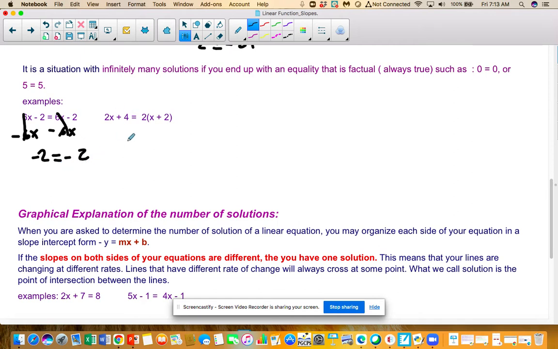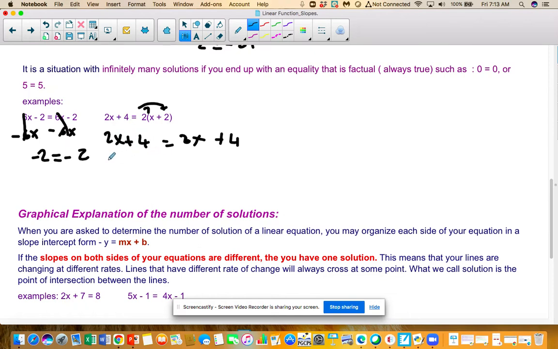Now, let's look at this one. We might need to simplify the other side first. So distributive property, 2 times x, that's 2x, and 2 times 2, that's 4. Again, you can see that 2x plus 4 would equal 2x plus 4, no matter what x is.